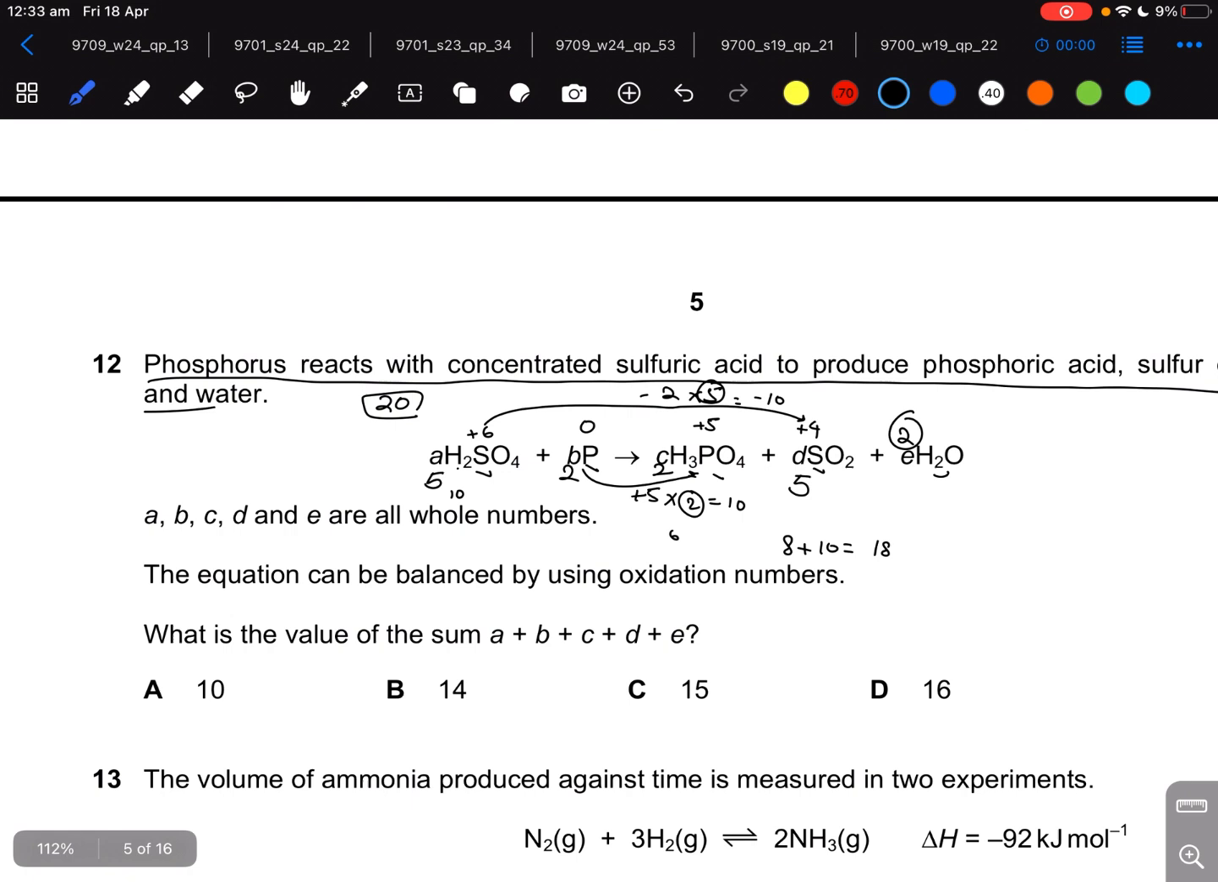So it's going to be A is equal to 5, B is equal to 2, C is equal to 2, D is equal to 5, and E is equal to 2. Let's add them all up. 5 plus 2 plus 2 plus 5 plus 2, 16.